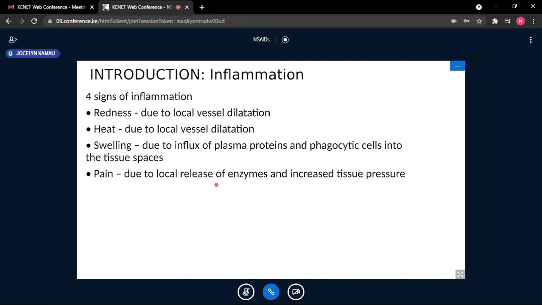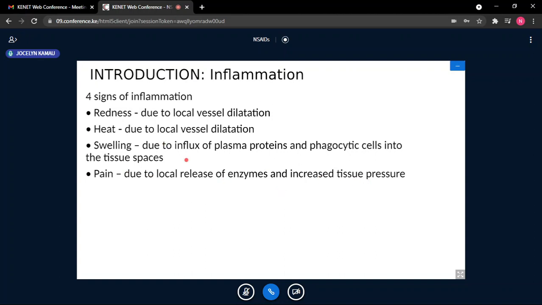So, introduction, inflammation. We have 4 signs of inflammation, and of course, all of us know this. You do more of this in pharmacology. You can get redness, and this is due to the local vasodilatation. You will get heat due to the local vessel dilatation. There will be swelling due to influx of plasma proteins and phagocytic cells into the tissue spaces, and there will be pain due to local release of enzymes and increased tissue pressure.